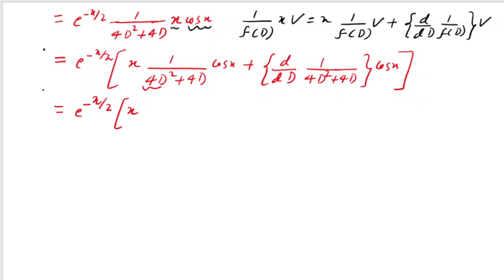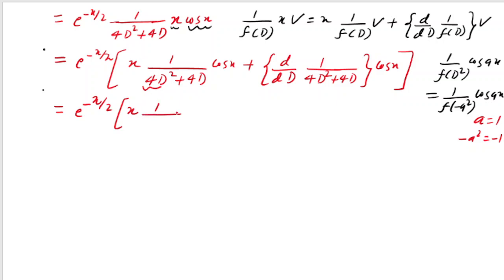So the next result that we are going to apply is a very popular result: 1 by f of D square operated on cos ax will give me 1 by f of minus a square operated on cos ax, right? So in place of D square, we are going to put here, what is a? Here a is 1, a square is 1, so minus a square is minus 1. So wherever we have D square, I will put minus 1. So I will have 4D, and 4D square will become minus 4 and cos x.